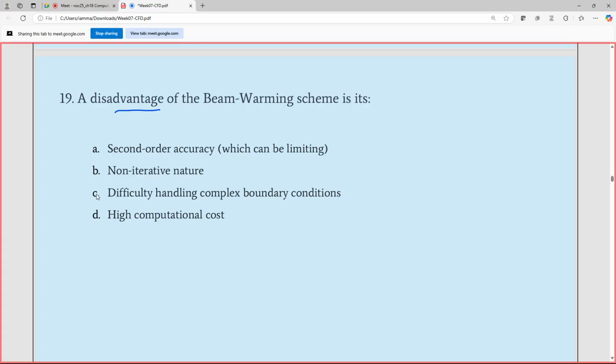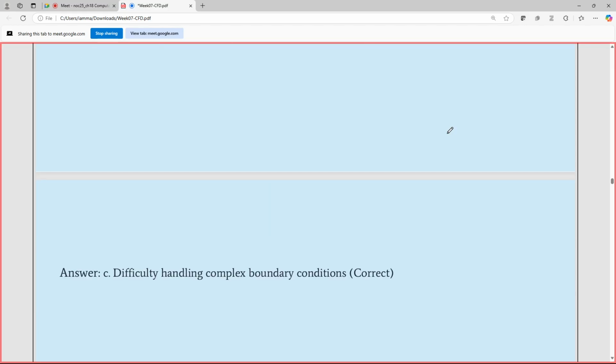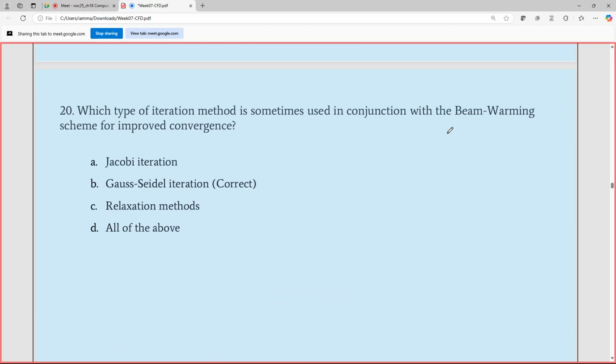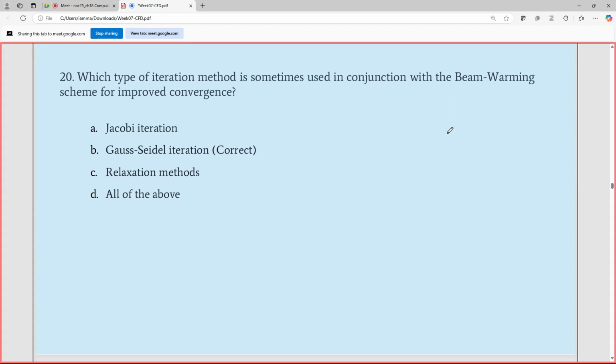The answer is option C, difficulty in handling complex boundary conditions. So for the Beam-Warming method, a major disadvantage is difficulty in handling complex boundary conditions. Moving to the next question.